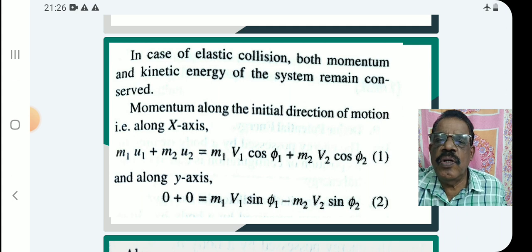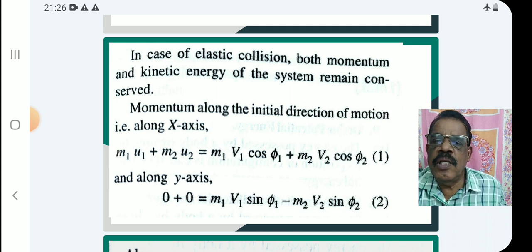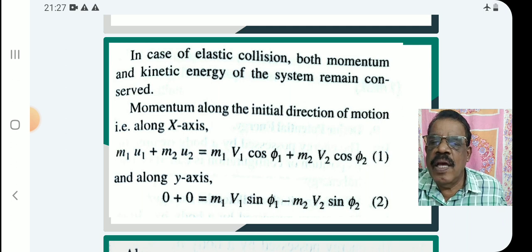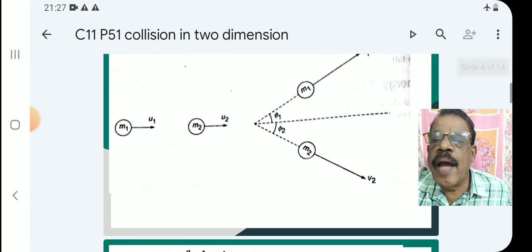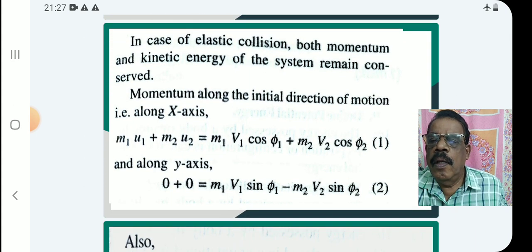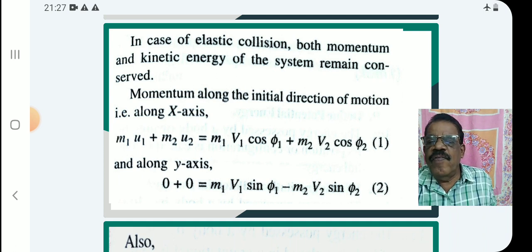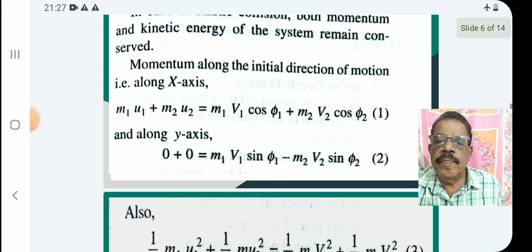In the case of elastic collision, both the momentum and kinetic energy of the system remain conserved. Momentum along the initial directions of motion, that is along x-axis: m1 u1 plus m2 u2 is m1 v1 cos phi. Here the angle in the figure is phi, so we have to write it as phi. So when we resolve momentum in x direction, we get m1 u1 plus m2 u2 is m1 v1 cos phi 1 plus m2 v2 cos phi 2. v can be written as small letter.